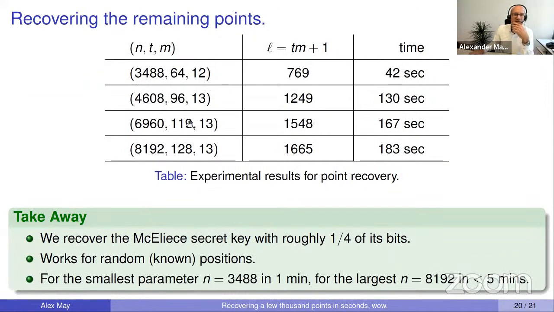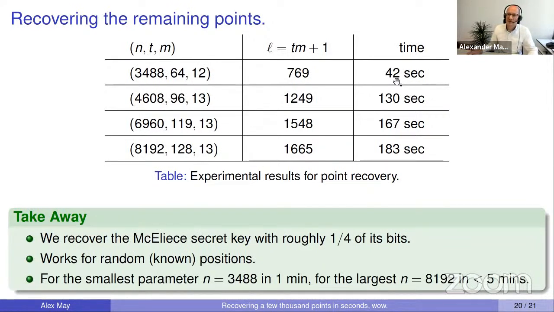And here are the results, again, for the suggested parameters. That's for McEliece. So we are given these points. We reconstruct the remaining 3,488 minus 769 points. That's still a lot. It's like 2,700, something like this. And this can be done in 42 seconds. So it's also super fast, right, to recover all these points.